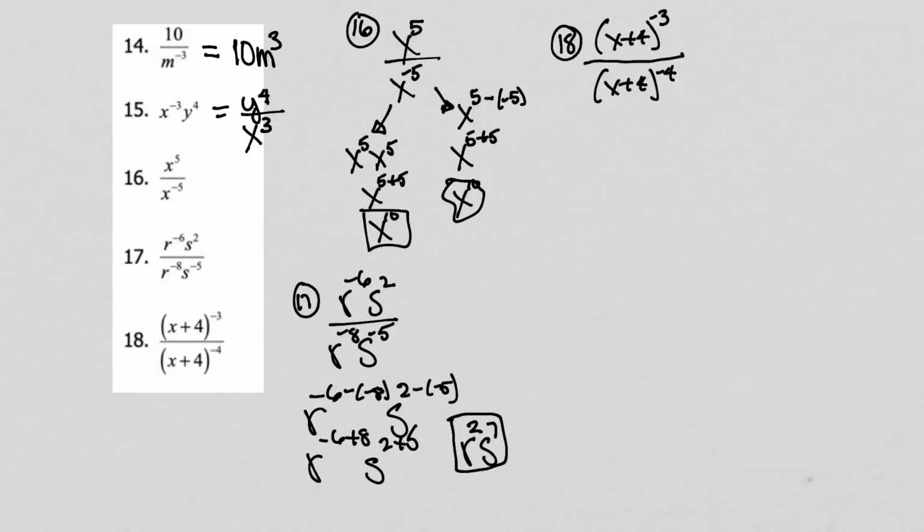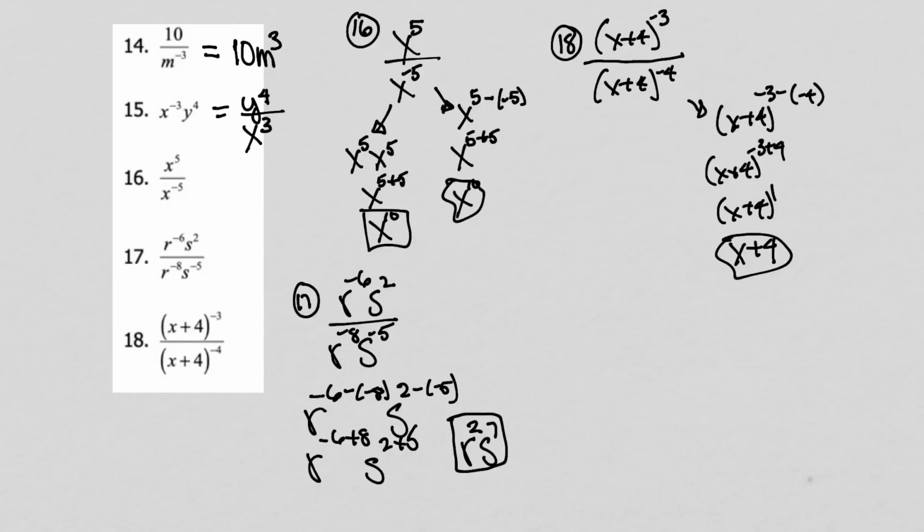So we could use the quotient rule. You know, you could do this. You write that base, and the top exponent minus the bottom exponent. Gives you x plus 4 to the negative 3 plus 4. Gives you x plus 4 to the 1. Or how about just, we don't need those parentheses now. So we can get rid of those parentheses and just write x plus 4.